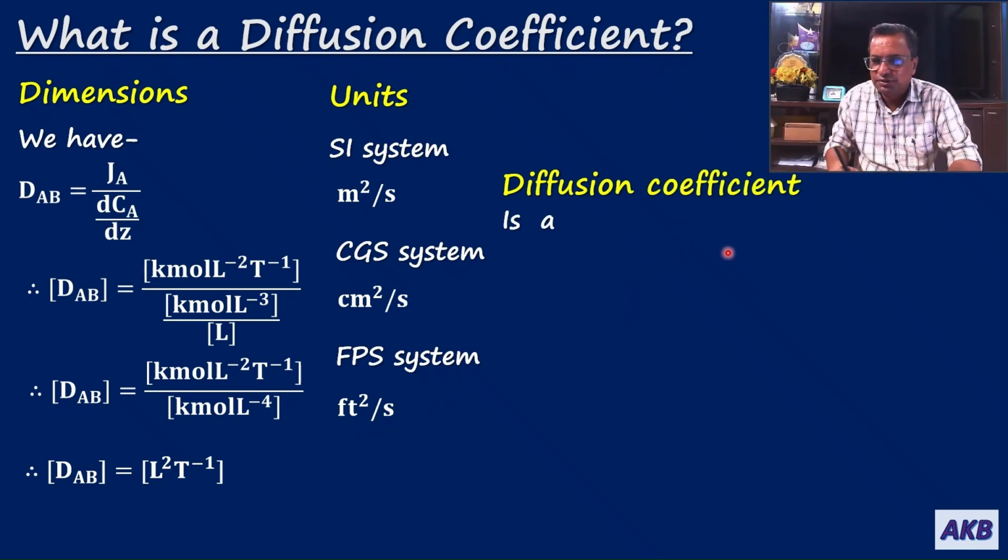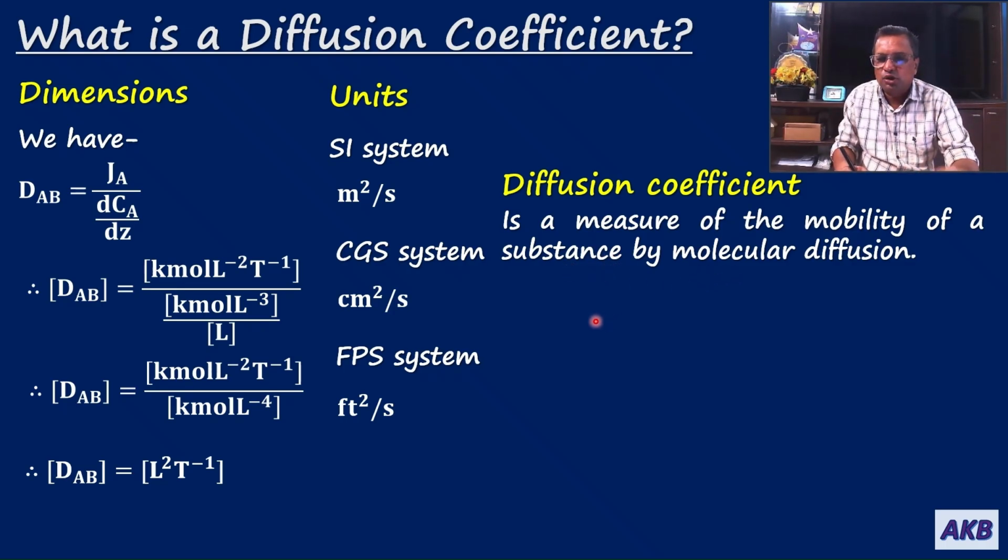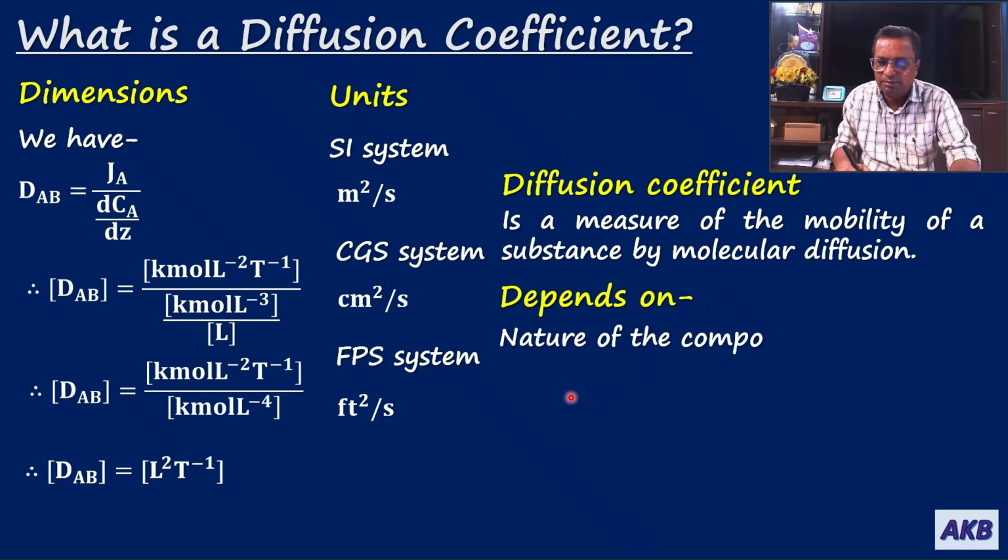Now, if you have to understand diffusion coefficient in a different way, you can say that it is a measure of the mobility of a substance by molecular diffusion. It talks about the ability of a substance to move, to transfer by molecular diffusion. So diffusion coefficient is a measure of the mobility of any substance by molecular diffusion. Diffusion coefficient depends on many parameters.